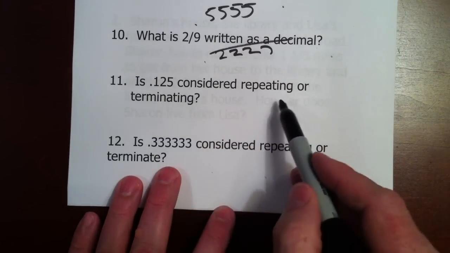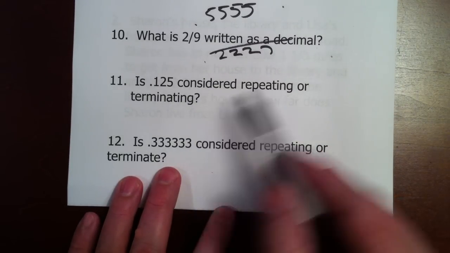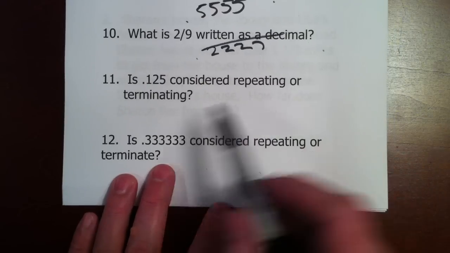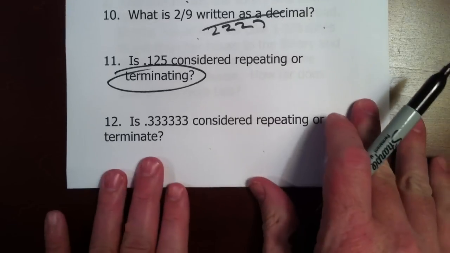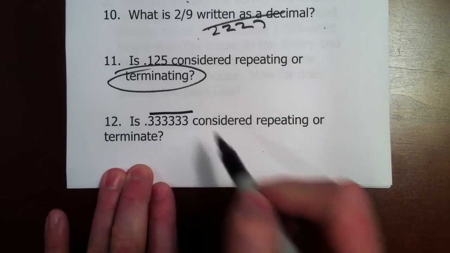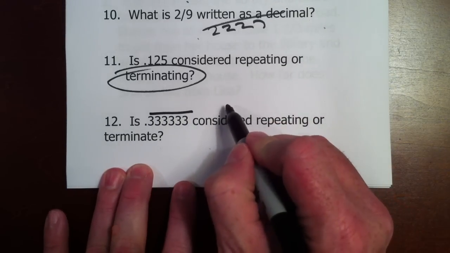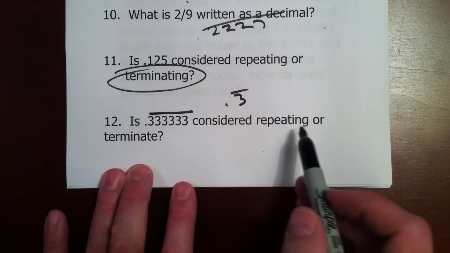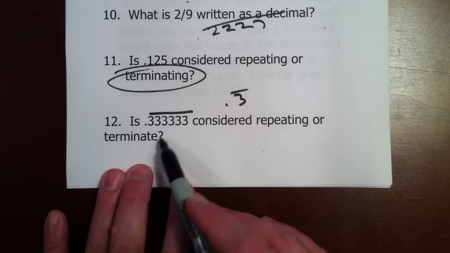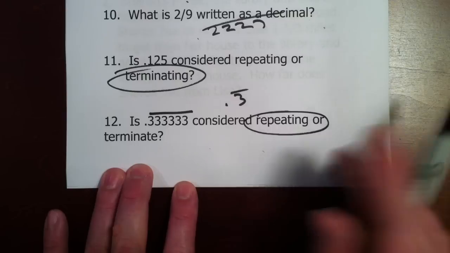Is 0.125 considered repeating or terminating? Well, does it terminate or does it continue to repeat? Well, obviously, it terminates. It's terminating. And this 0.333 should have a line over it, or more traditionally, it's written 0.3 with just a line over it. Is it considered repeating or terminating? That should be repeating. This is a repeating decimal.